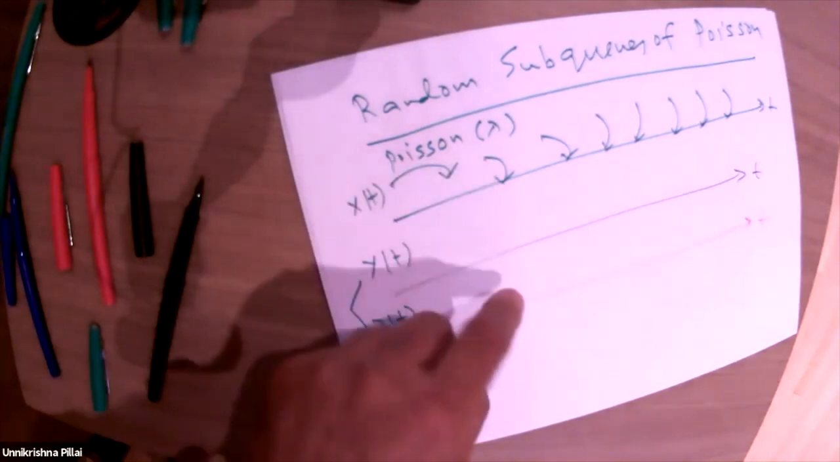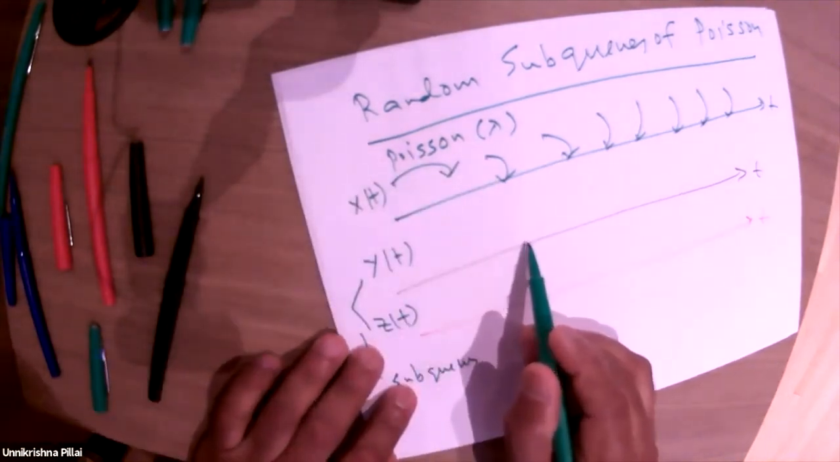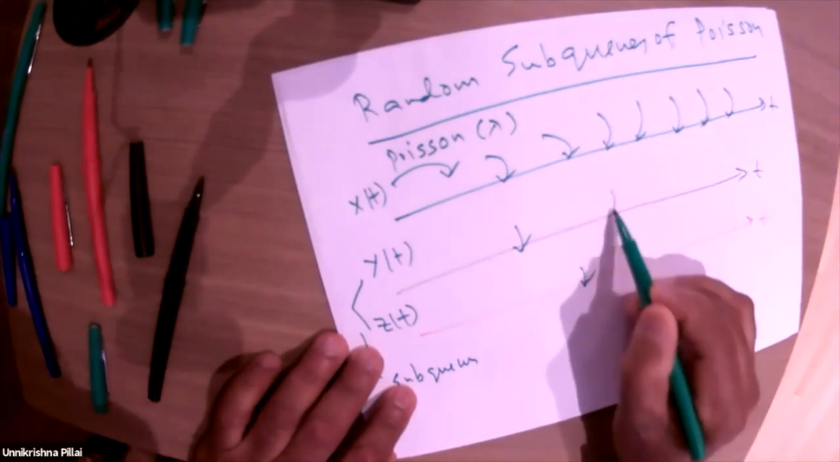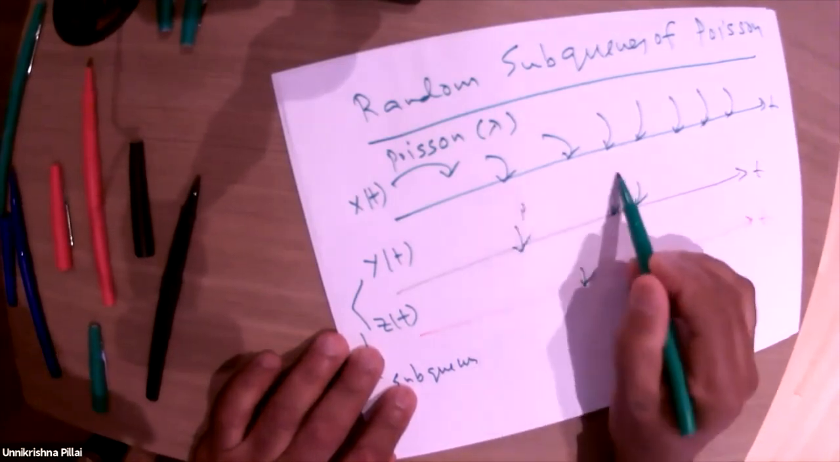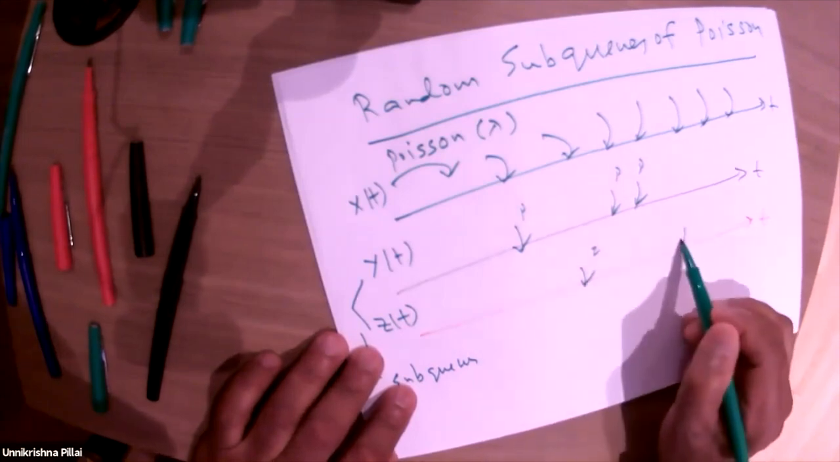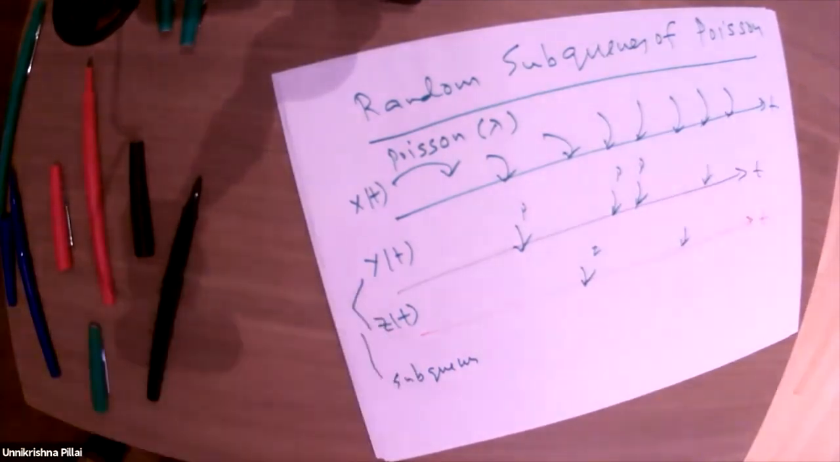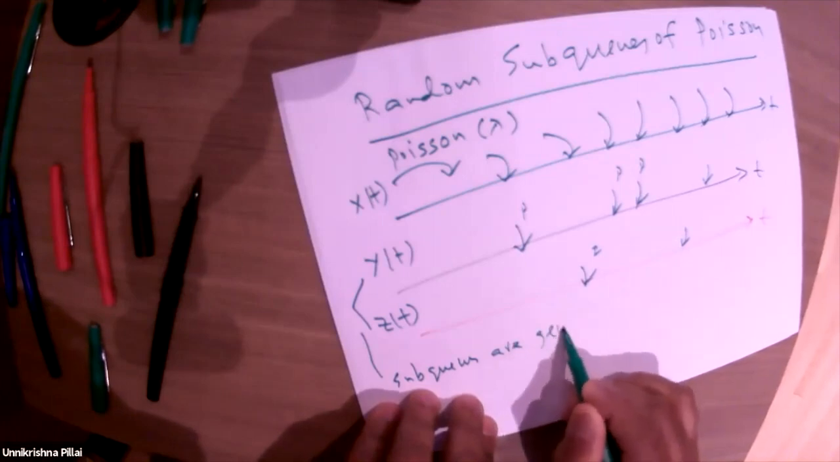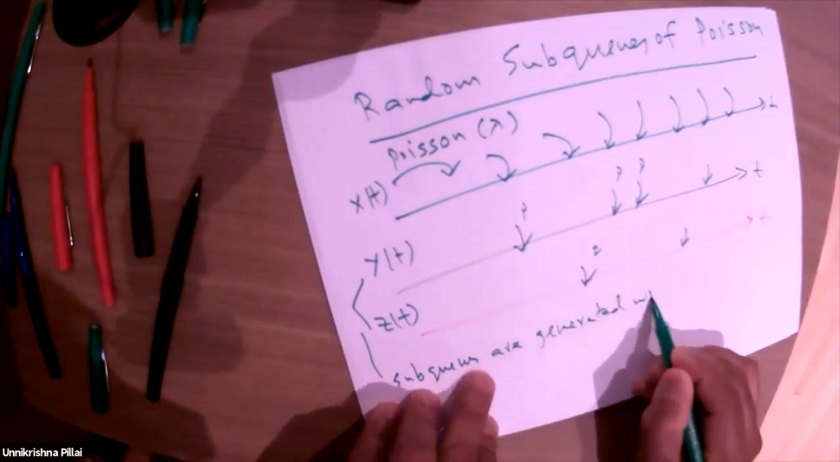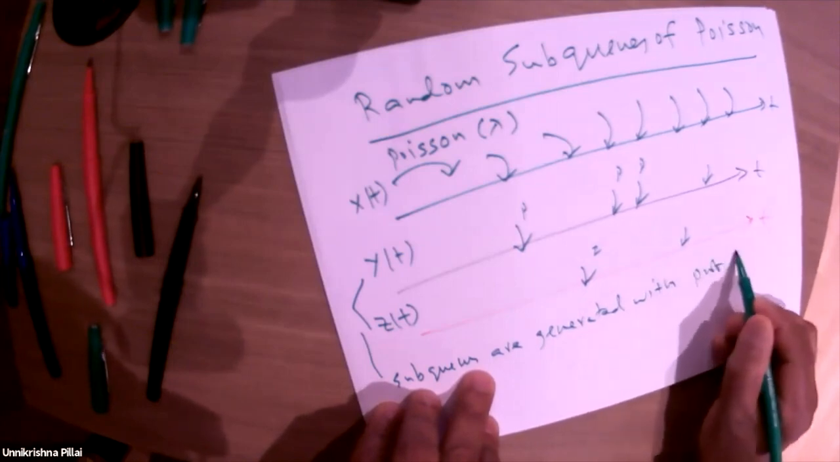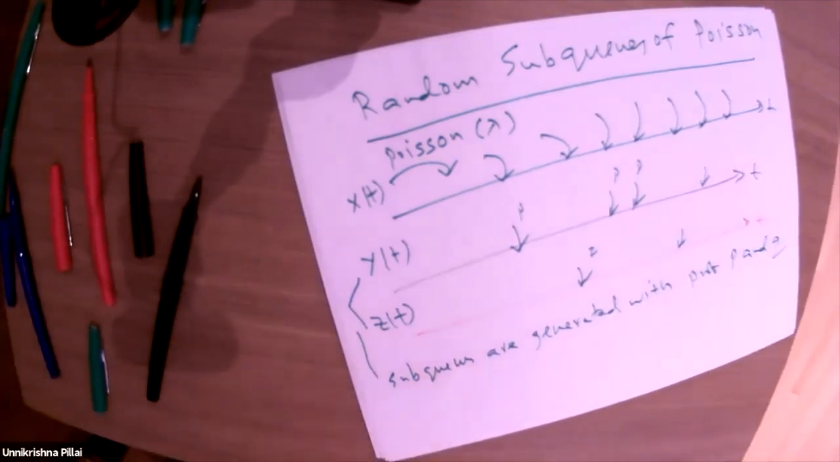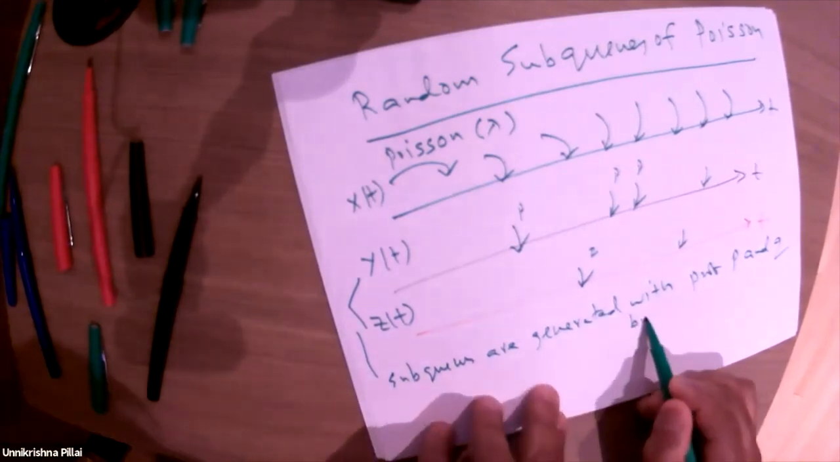So you could say that the arrivals go into Y of T with the probability P. So it may look like this. If I get a head, I put it here. If I get a tail, I put it here. So the question is, the original one is Poisson. What can you say about these subqueues? I just wrote here, the subqueues are generated with the probabilities P and Q by tossing a coin.